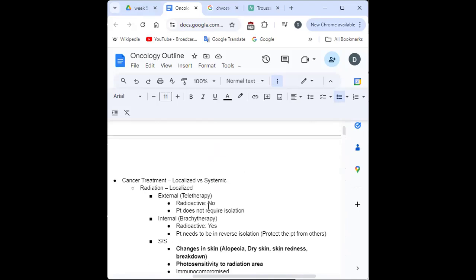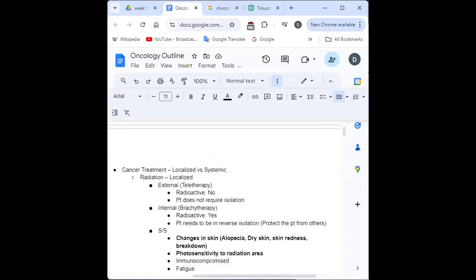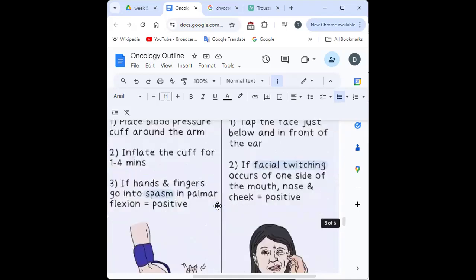Anything else? Someone said questions on brachytherapy. Nothing you really need to know too hard. Just understand that brachytherapy is internal and teletherapy is external. Your external does not require isolation, and your internal requires reverse isolation. Your external is not radioactive, your internal is radioactive. I don't think there's anything else. Once you have these two down, your focus goes into best practice.